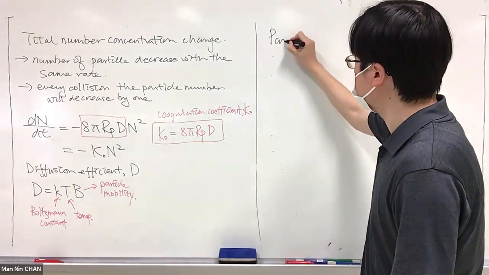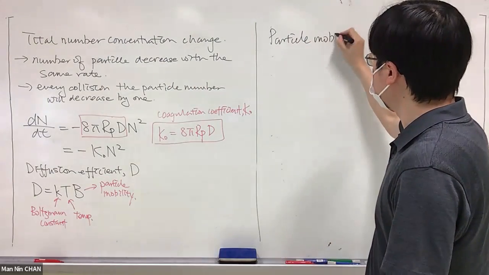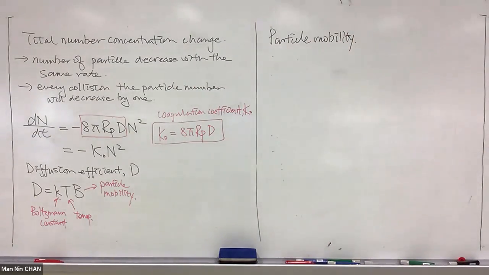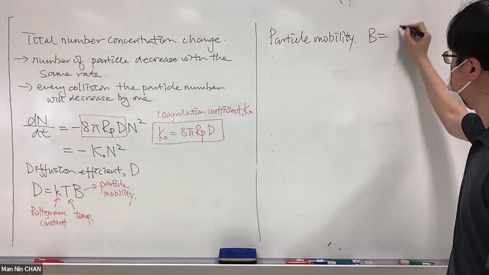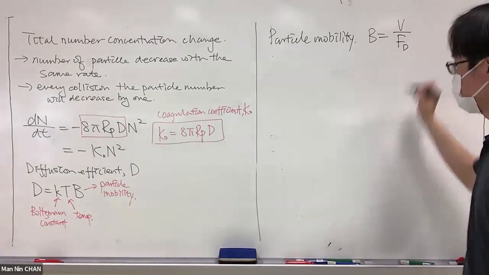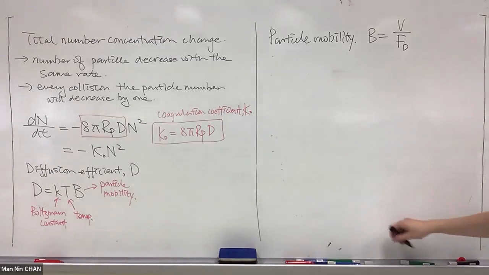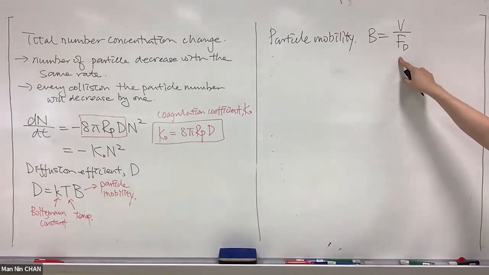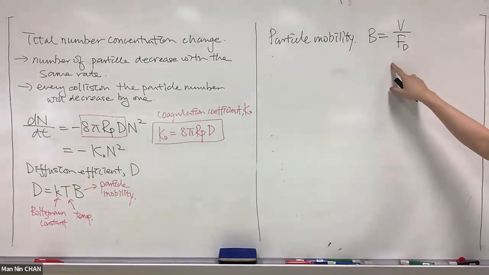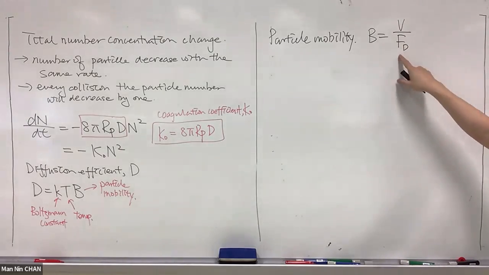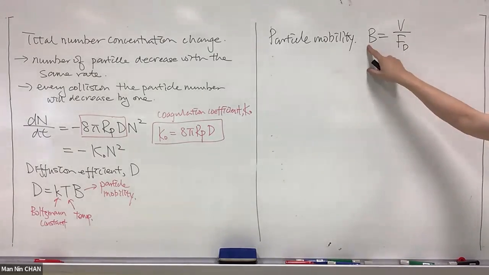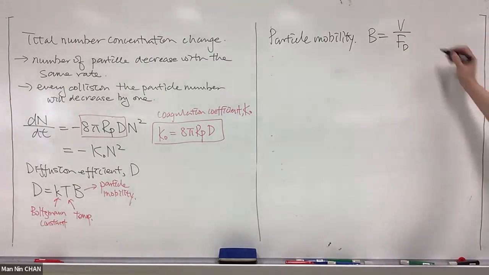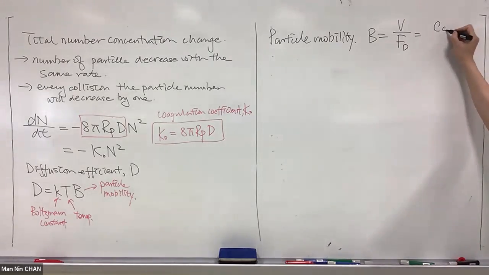I'll just remind you, for the particle mobility, this is the B here, so we just discussed. It's just equal to V over F_D, right? So V is the velocity, F_D is the drag force on the particle. So if you have calculated the drag force, the drag force times the mobility will give you the velocity here. Okay, you can calculate these.